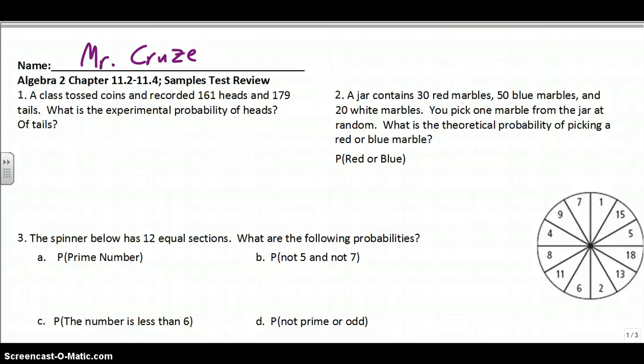This time, the Chapter 11 test, Part 1, of course, sections 2 through 4, as well as the samples section, which is not in your textbook, right? We'll do the second half after this eventually. But remember, your test is tomorrow, May 3rd.